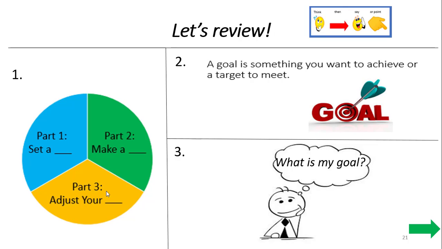Great job. Let's review. Part 1 is set a what? Set a goal. Part 2 is make a what? Make a plan. Part 3 is adjust your what? Adjust your plan. Nice work. Read number 2 with me. This is the definition of a goal. Get ready. A goal is something you want to achieve or a target to meet.